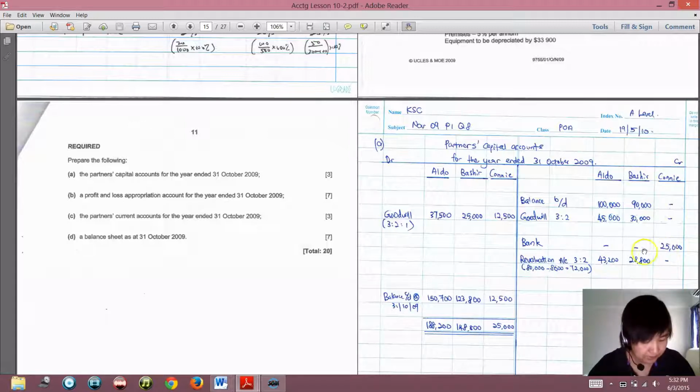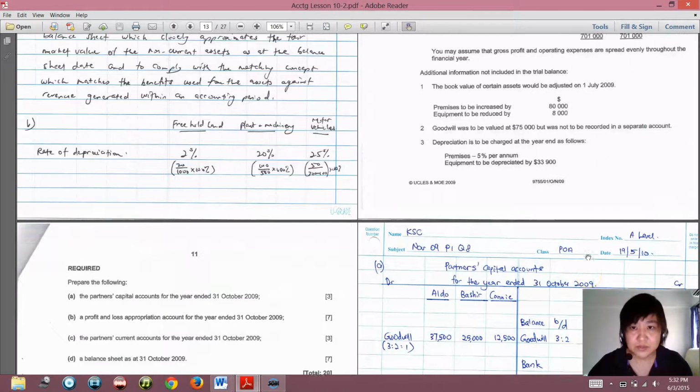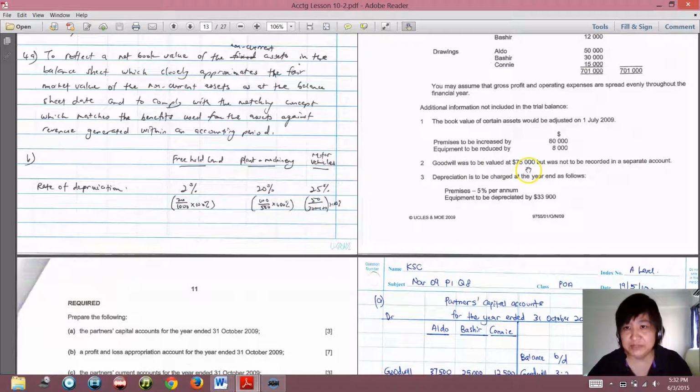Now look here. Goodwill was valued at 75,000. This is additional information not included in the trial balance. Goodwill was valued at 75,000, but was not recorded in a separate account. In the first video of this part, I explained to you that in that question, it says goodwill is not to be recorded in the balance sheet. Sometimes the wording can be a bit more tricky. Goodwill was to be valued at 75,000, but was not to be recorded in a separate account.